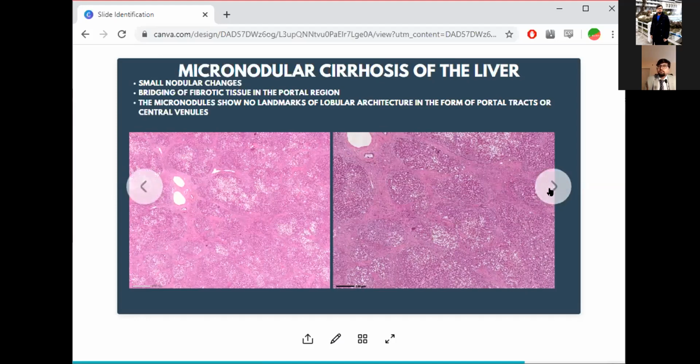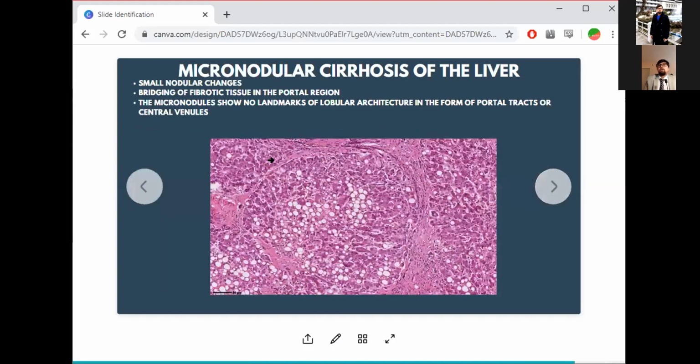Okay. Now, this is the same thing, but in a very high magnification. You can see that there is clear evidence of bridging here. Very thin lines of fibrotic tissue connecting two fibrous growths, with fat droplets within the hepatocytes. The hepatocytes are not arranged properly as they should be, and the shape of the fibrous capsule is circular instead of hexagonal.